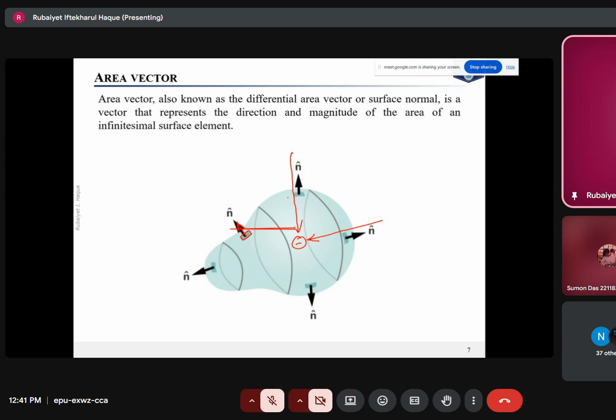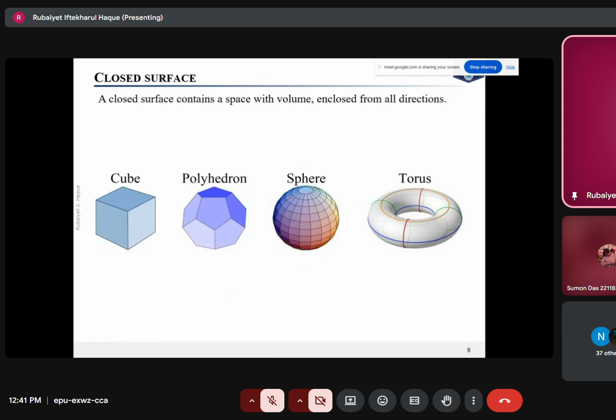Okay, so now let's modify our equation for the vector. So let's calculate the net flux. What is the net flux? This is an example of the different shapes of closed surface we are going to talk about in this chapter. You can have a cubic shape. If you have a cubic shape, you have 6 different surfaces, so that means you have 6 different normals.